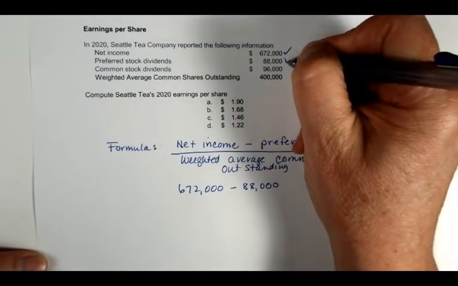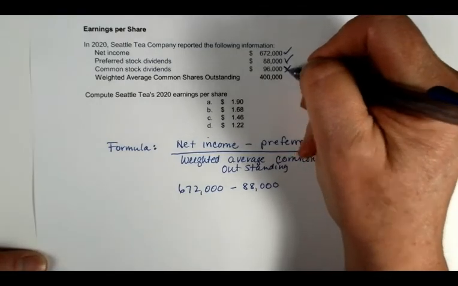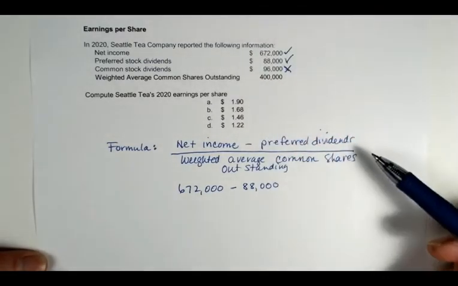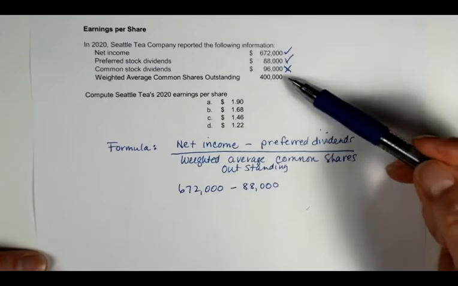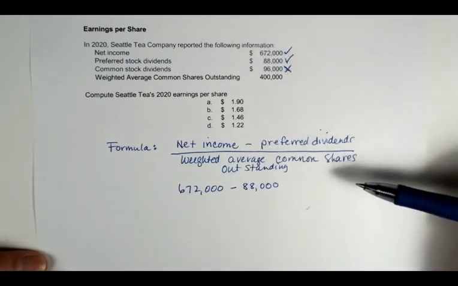Okay, we don't need our common stock dividends, so I'm just going to X that out, right? Because that is not in the calculation. We're just looking at the earnings available to the common stockholders.